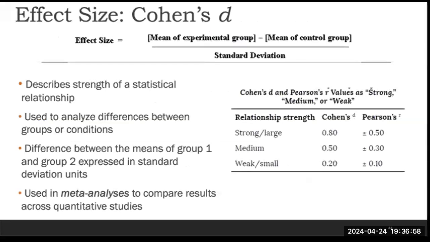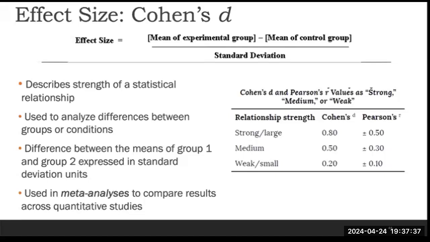Cohen's d is another really important value that you will see oftentimes in peer-reviewed journals. Cohen's d is also known as the effect size. It describes how strong the statistical relationship is. This is what we use to analyze differences between groups. It's the difference between the mean of group 1 and the mean of group 2, again divided by standard deviation units. You will see effect sizes very often in a meta-analysis.